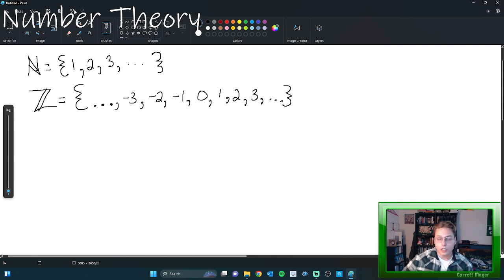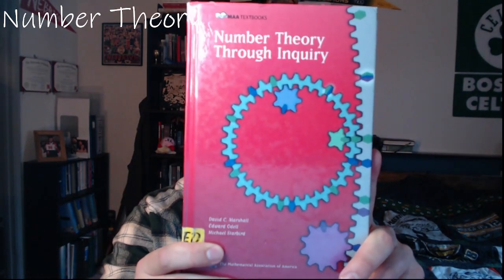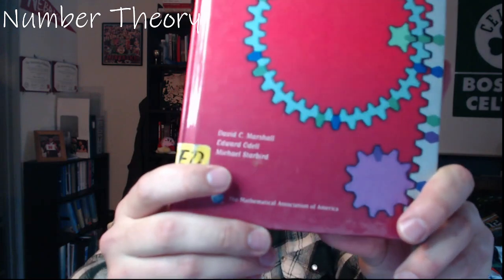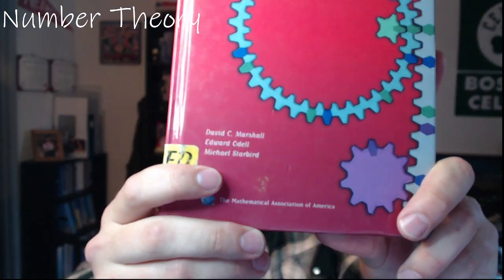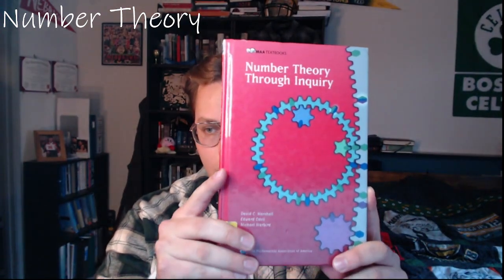Okay, and then additionally, over the course of this series, I'm going to use this textbook called Number Theory Through Inquiry by David C. Marshall, Edward Odell, and Michael Starbird. This is the book that I used during college when I took a number theory course.